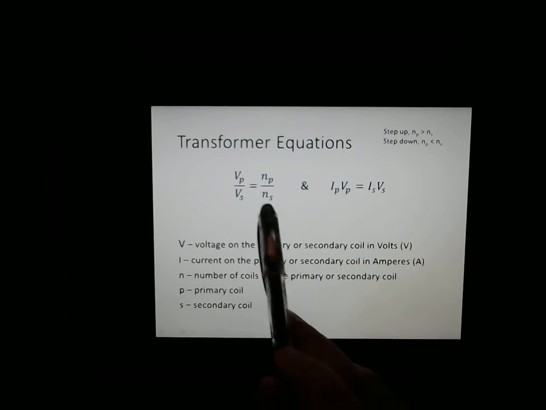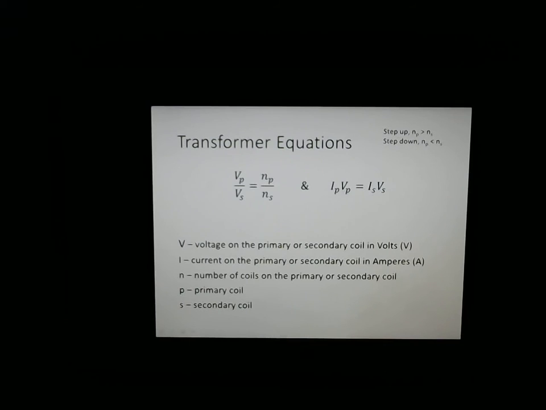There's a little bit of terminology to do with the ratio here. If NP is bigger than NS, so the ratio is a number greater than 1, then this is called a step up. If the ratio is less than 1, so that NP is less than NS, then it's called a step down transformer. That terminology doesn't appear in the syllabus, but it might be worthwhile just keeping in mind in case that sort of language is used, and it's not too complicated. So let's have a look at an example.